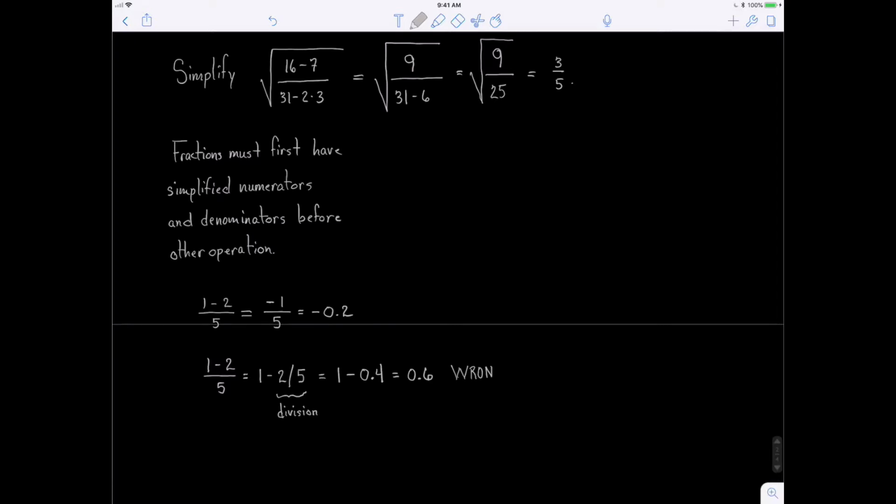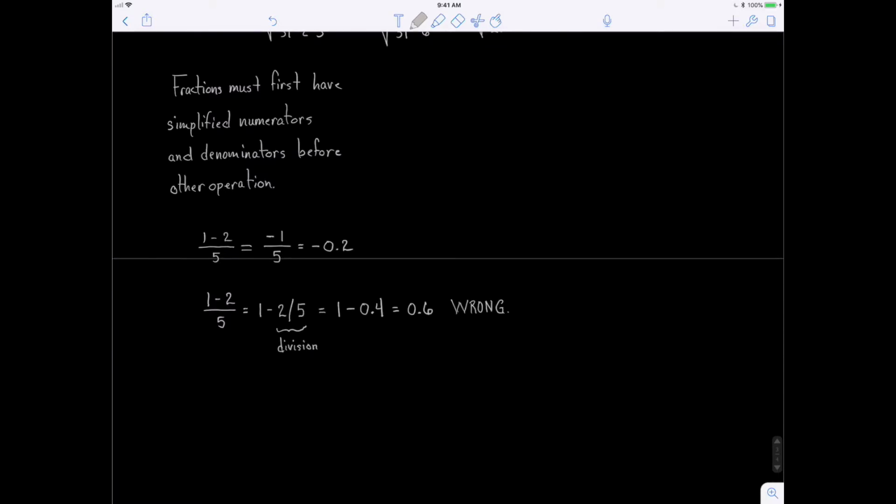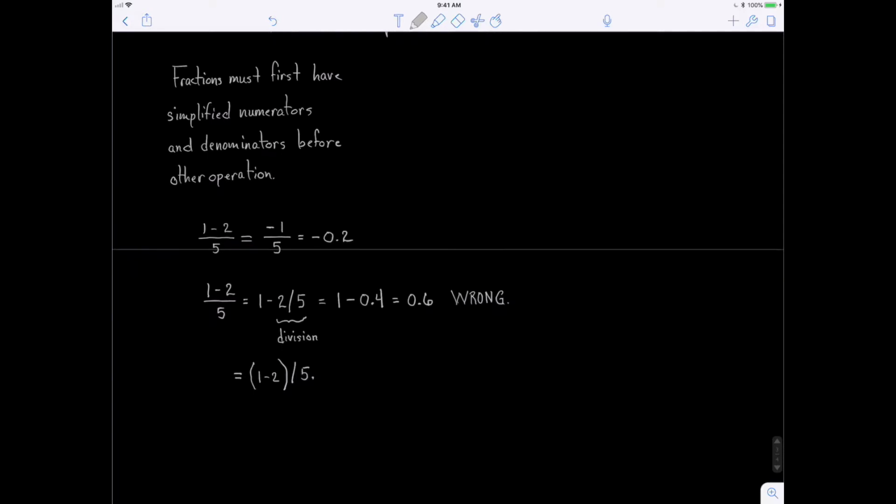It's because the calculator knows the order of operations quite well. So if you were to put this into your calculator, 1 minus 2 over 5, you have to tell it to first clean up the numerator. And you do that using parentheses: 1 minus 2, parenthesis, divided by 5. And that would get you the correct answer in your calculator.